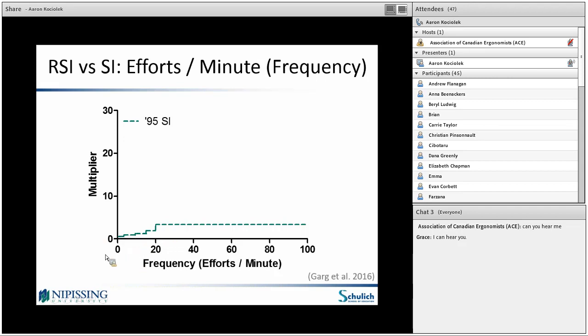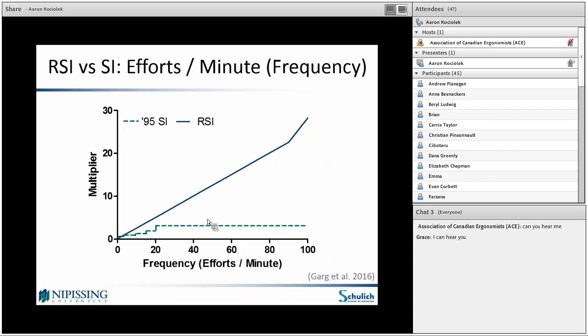In the revised strain index, they actually put a much greater emphasis on the repetition or the frequency aspect of the task. So you see that line goes up quite a bit higher, quite a bit quicker, giving a higher multiplier. And they also thought it was very important to provide additional ability to assess higher than 20 efforts per minute. So a lot of jobs for the upper limb really took you above 20 efforts per minute, and it just sort of flatlined there in the 95 index.